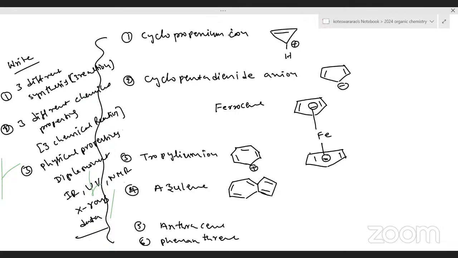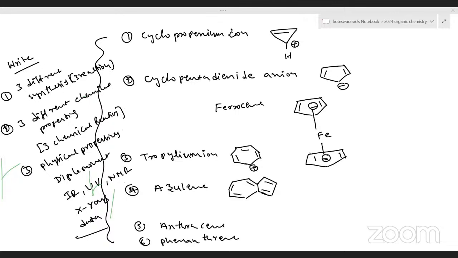Sir, Huckel rule limitations. How can these questions be asked on the Huckel rule? Generally, the question is of two types. One is that he may ask a direct question: write the limitations or exceptions of the Huckel rule. That is the first type of question.